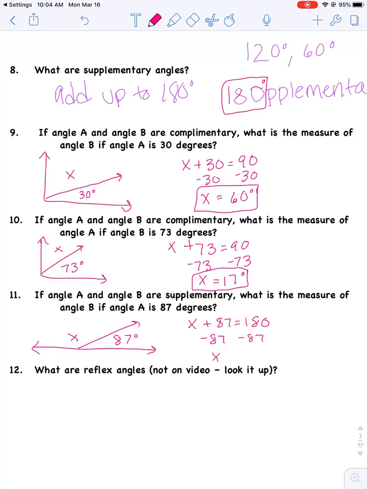Subtract both sides by 87. You get X equals 93 degrees. Since it is its own angle, you do put the degree sign on there. And then reflex angles. It was not in the video, you had to look it up.